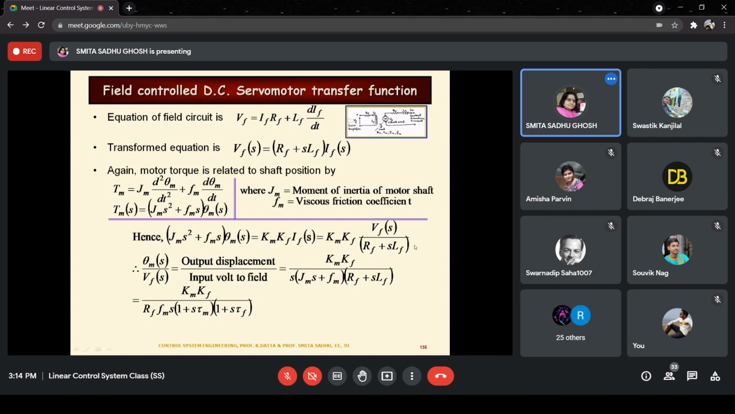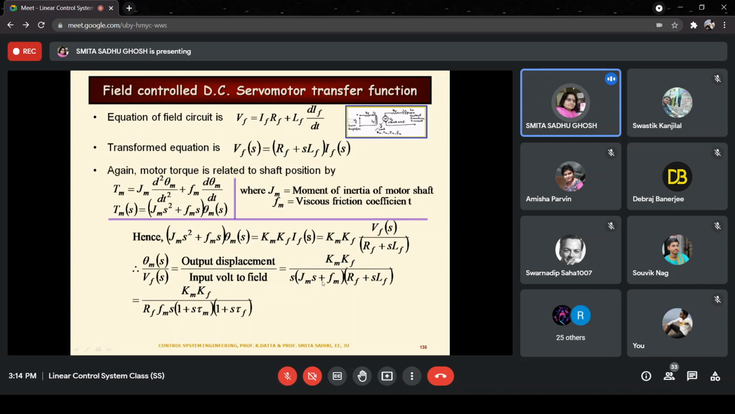Now we find that this is a relation between theta m and VF. Rearranging so that we get the form theta m(s) by VF(s), the output displacement by the input voltage to the field, this is what we get. That is equal to Km Kf by s (Jm s plus Fm) into (RF plus s LF). That is the transfer function of a field controlled DC servo motor.